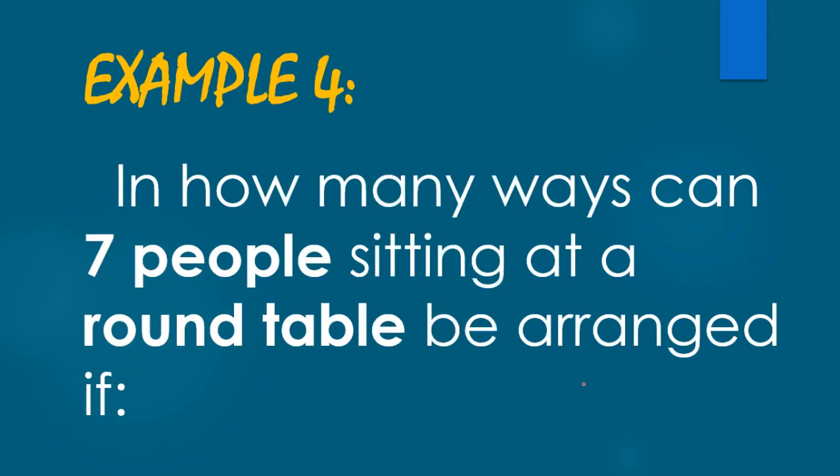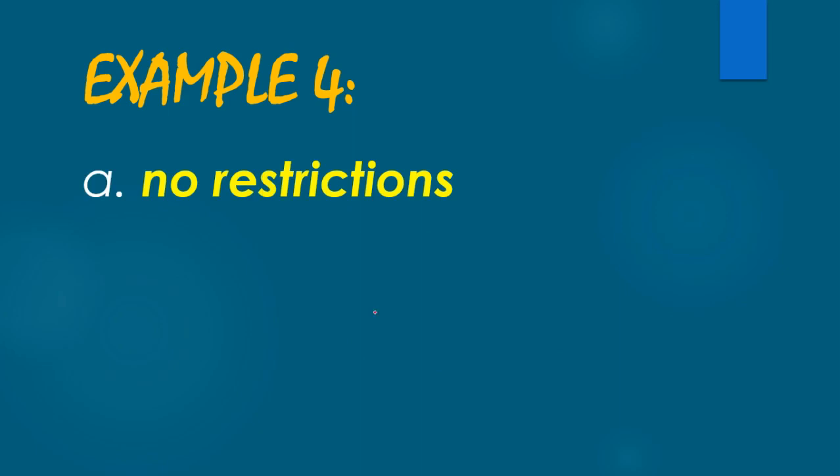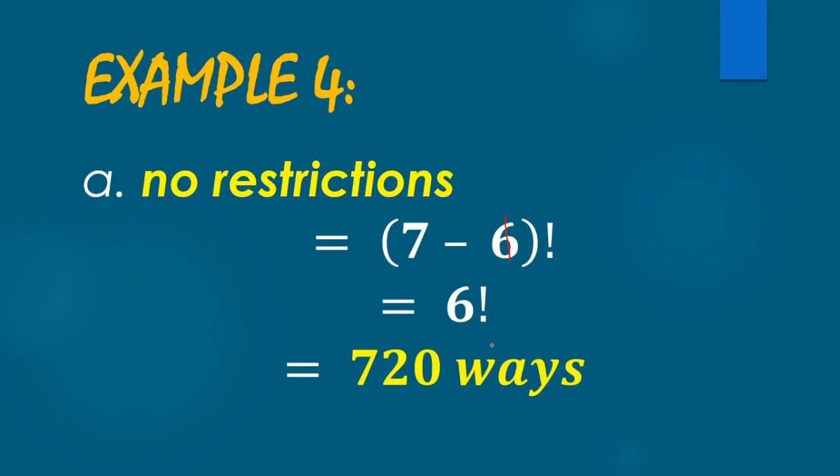Example number 4. In how many ways can 7 people sitting at a round table be arranged? So we are dealing now with circular permutation. Our n is equal to 7, and we have the following conditions. First, if there is no restriction, again, we have our n, which is equal to 7. So we simply have 7 minus 1 factorial. That becomes 6 factorial, and that 6 factorial will be equal to 720 ways.